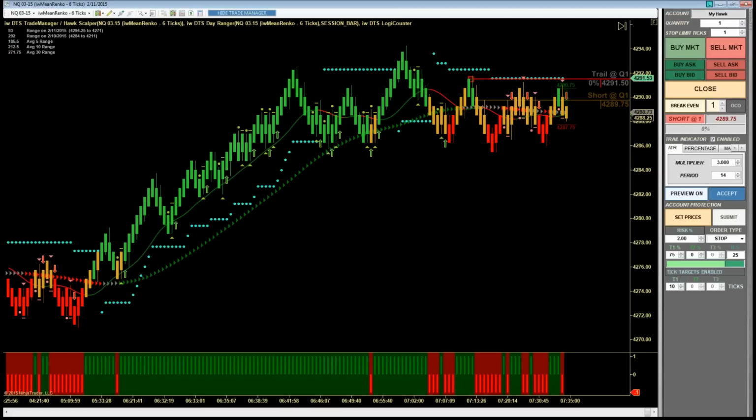The window through here shows us your active position. We're short 1 at 42.89 3/4. Shows us our open profit. If you're like me and you find that distracting, you can also toggle through it. So you get dollars, you get ticks, you get a percentage of your account, or you can just turn it off entirely.